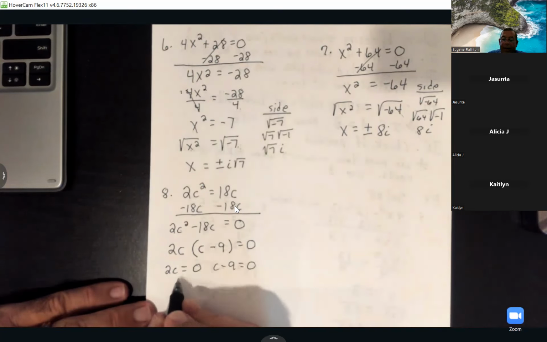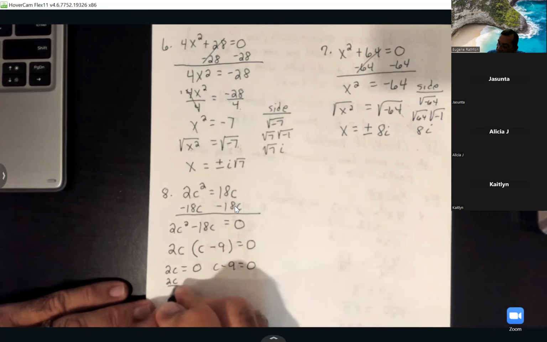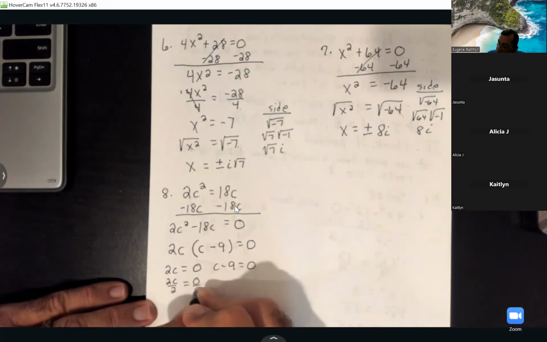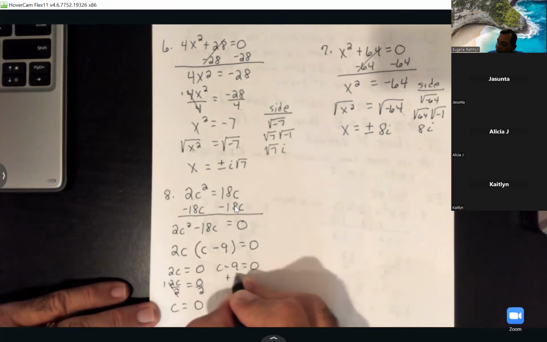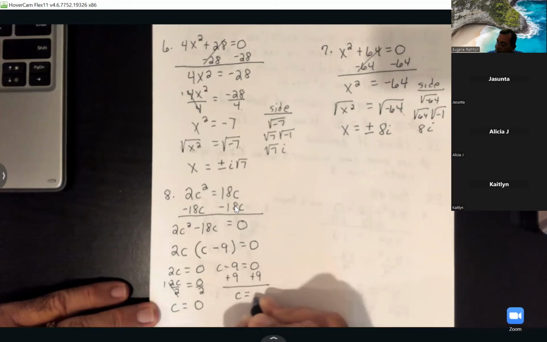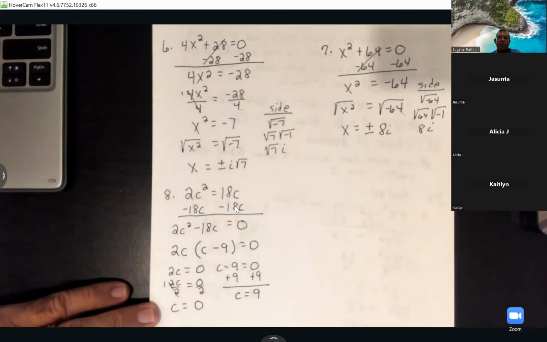Well, here the only thing I can do is divide by 2. So that cancels, giving me c. And 0 divided by 2 is still 0. This one, I would add 9 to both sides. And I get c equals a positive 9.